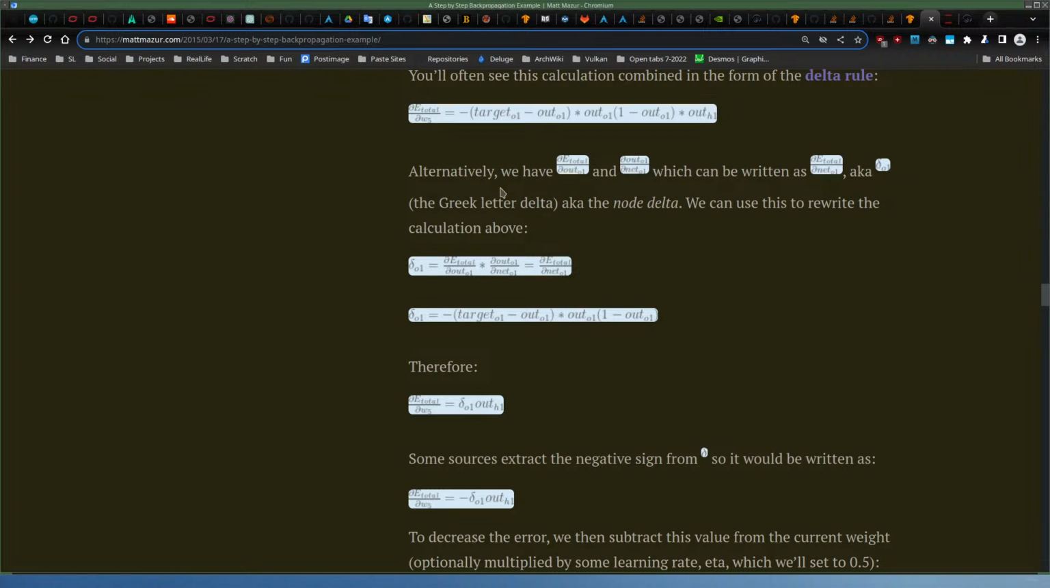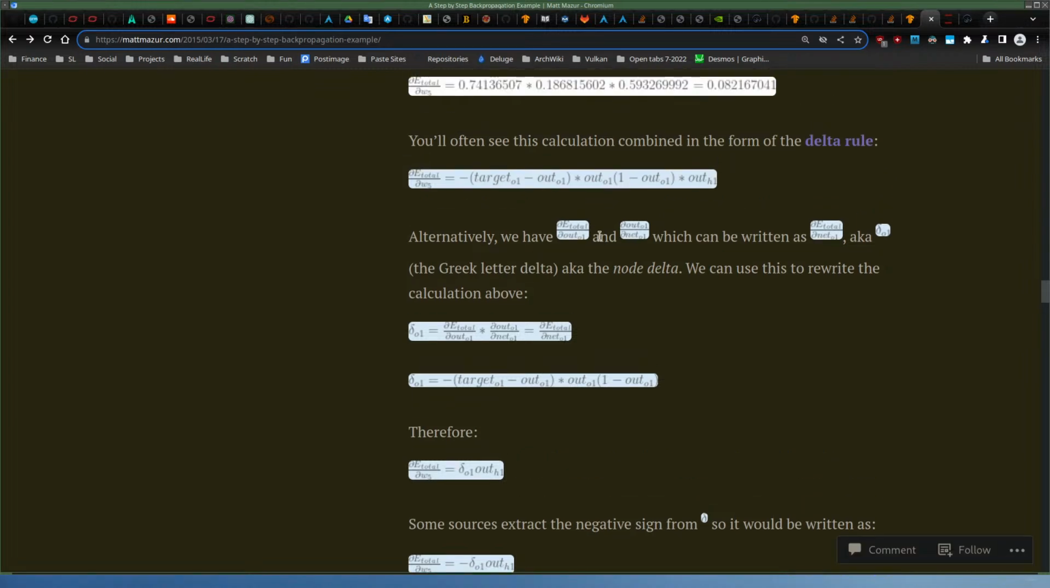Alternatively, we have, they start over now, the derivative of the loss function relative to out O1 and relative to net O1. No idea what they're talking about now.